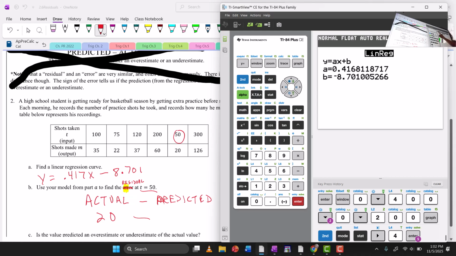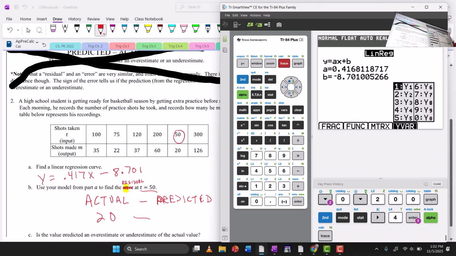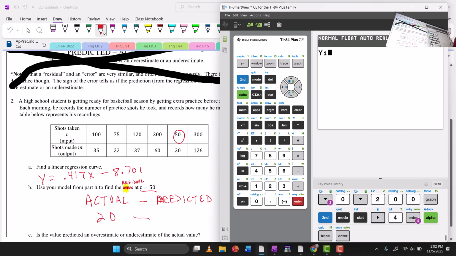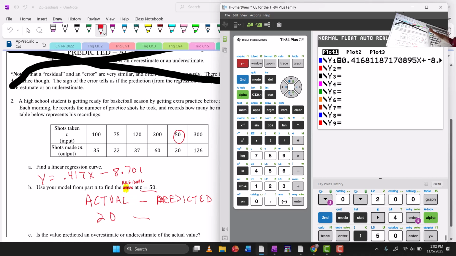I got 2 ways. I'll show you the second way first, the way that I learned from the flip math people that I did not know existed. I can do y of 50. Now, I'm going to press enter. If you get nothing, you're up. You missed the point of where I had to put y1 to store the equation in y1.